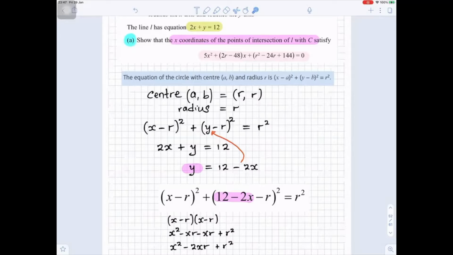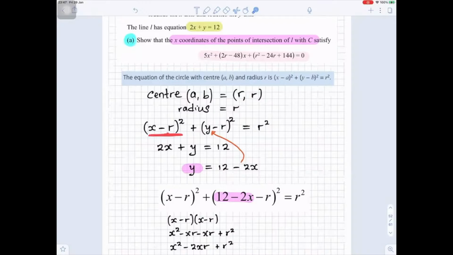For the equation of the line, 2x plus y equals 12. We make y the subject. We take 2x to the right, it becomes minus 2x. So y equals 12 minus 2x. Now we've got two equations, a circle and a line, to solve. So we take the equation of the line and substitute it in the equation of the circle, we replace y. So instead of y, we will put 12 minus 2x.